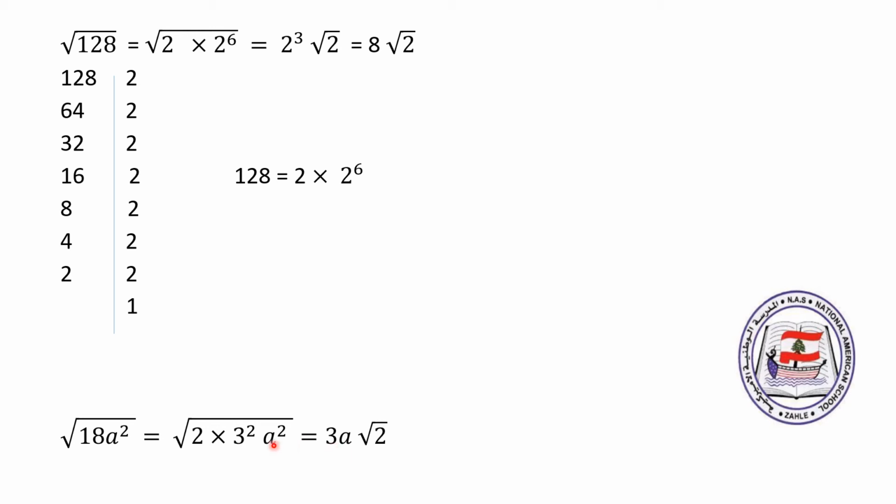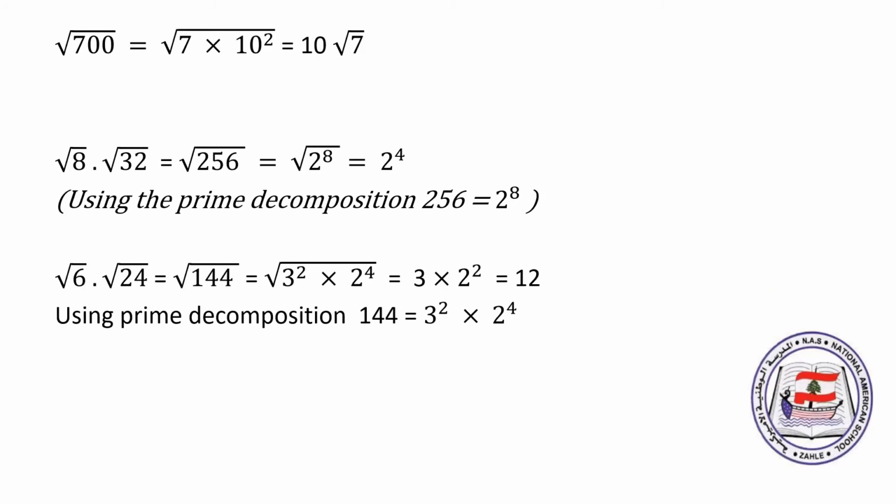To simplify the following radical, radical 700, I didn't use the prime decomposition, since we can write simply 700 as the product of 7 times 10 to the power of 2. So it gives 10 radical 7. You can use the prime decomposition method and you will obtain the same result.